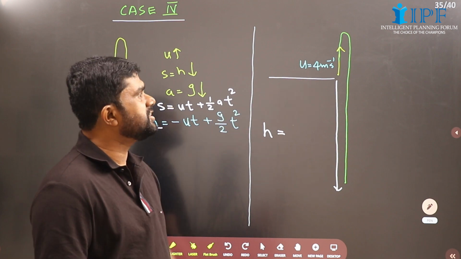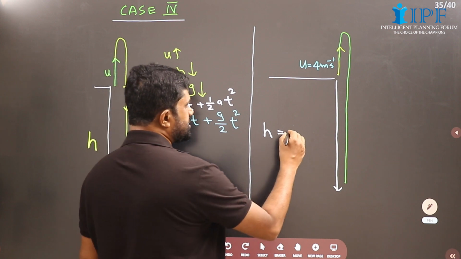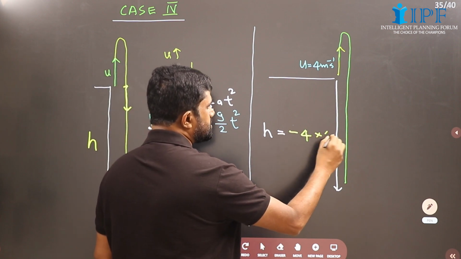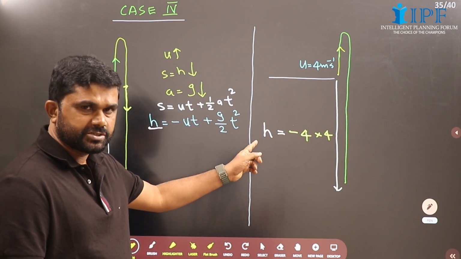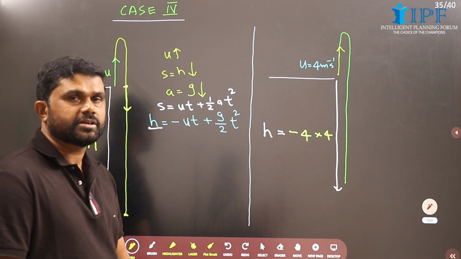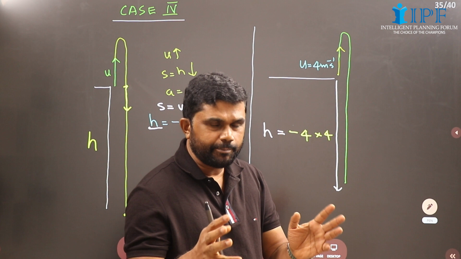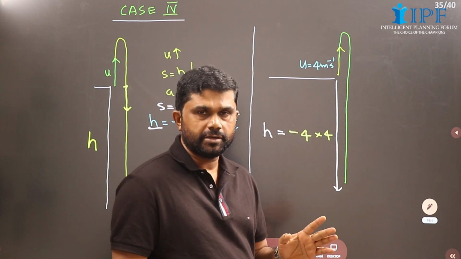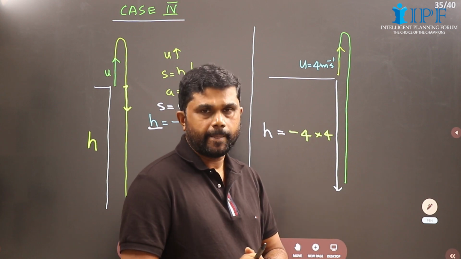Initial velocity 4 meter per second is directed upwards, so that must be minus 4, and time is 4 seconds. This is ut. Downward displacement I have taken positive, upward initial velocity I have taken negative. In this equation, the same convention should be followed. ut I have written. The next term I have to write is ½at².